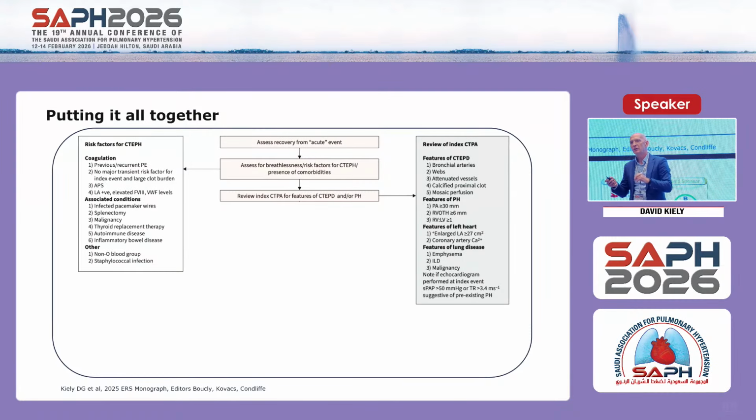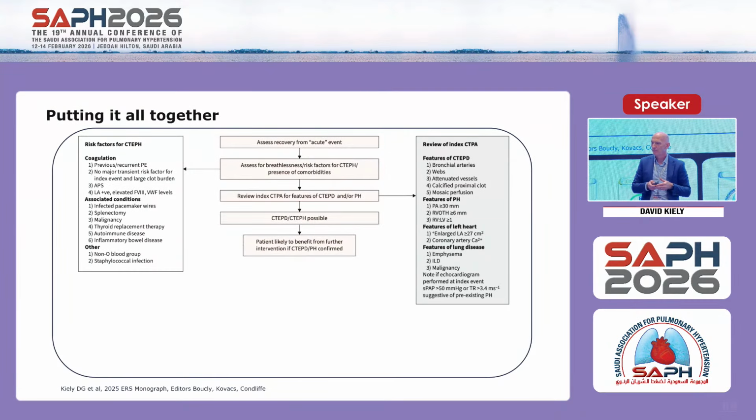And also looking at that initial echo. If your echo initially shows a systolic pressure much over 50, TRJ over 3.4 meters per second, you're at increased risk of having CTEPH when you present, because acutely you can probably only generate a systolic pressure around about 50, 60 millimeters of mercury, absolutely tops.